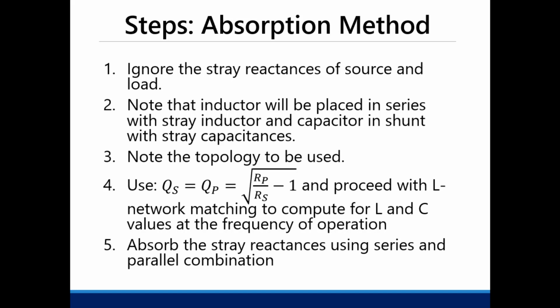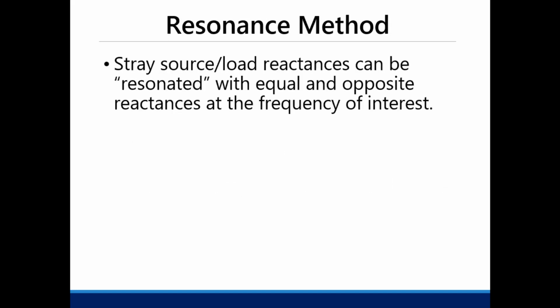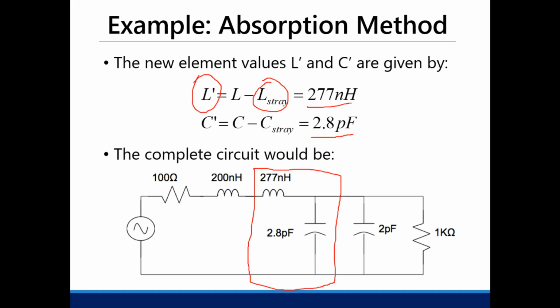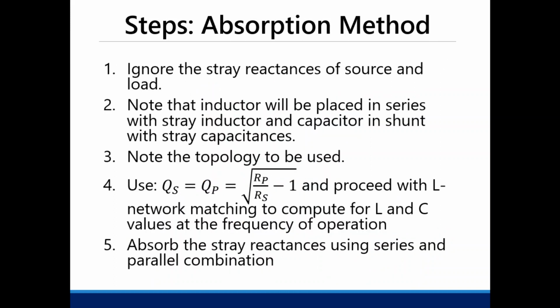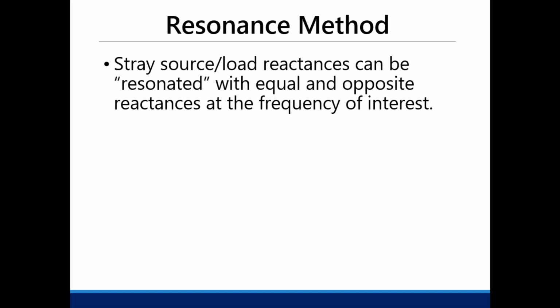Next is the resonance method. There are cases when the absorption method will not work. As you can see here, you subtract the value of the strays from your perfect match values. But what if the value of the stray reactance is very large, such that your matching network will have negative values? The absorption method will not work in this case. So what you need to do now is use the resonance method.